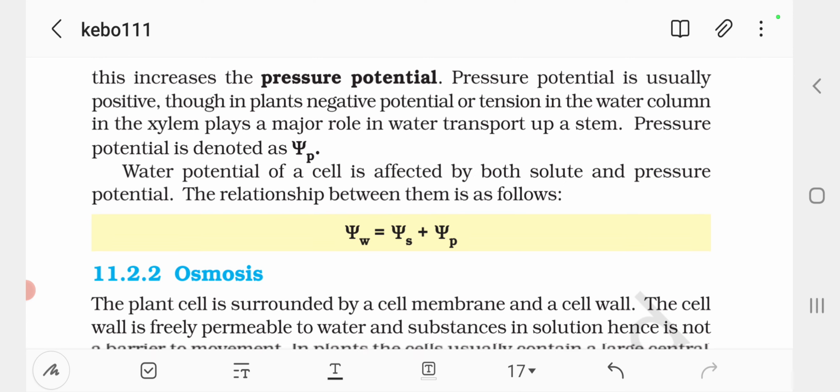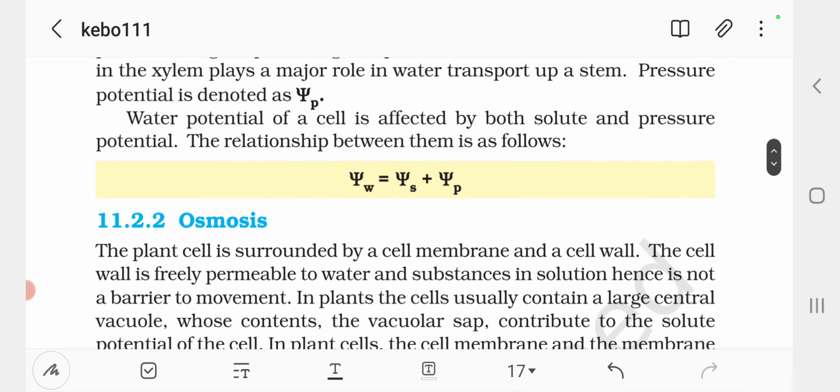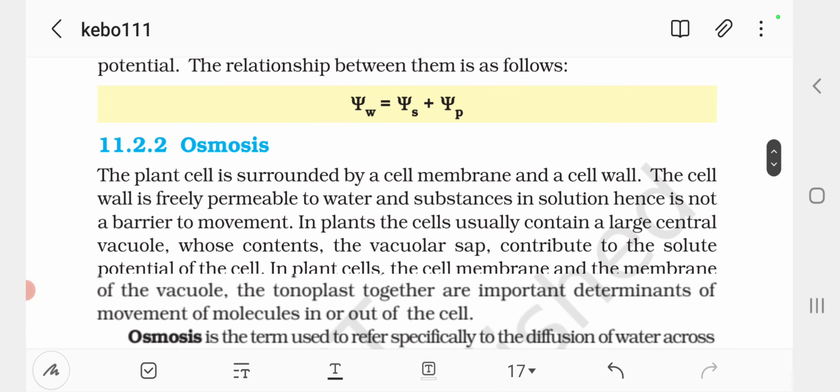Water potential of a cell is affected by both solute and pressure potential. The relationship between them is as follows. That is, water potential is equal to solute potential plus pressure potential.